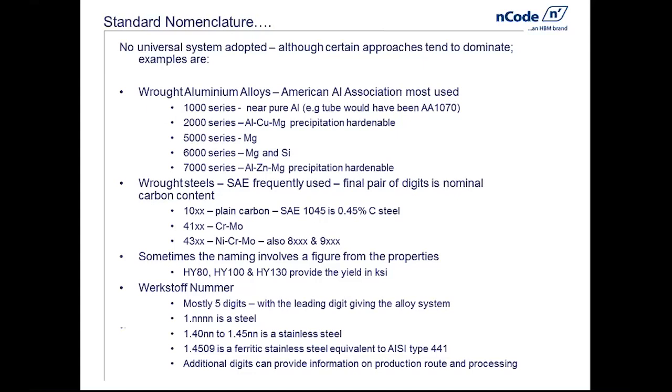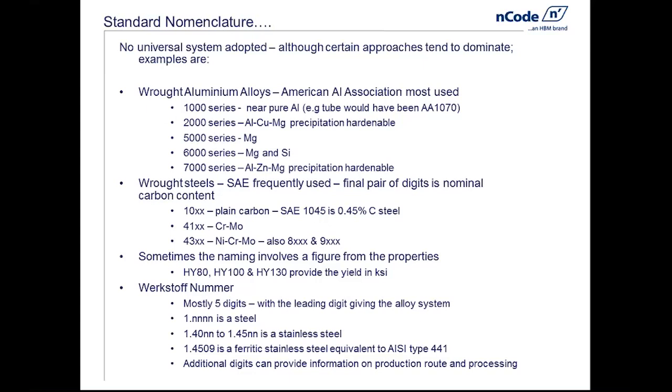The 1000 series are basically pure aluminium, varying levels of purity. 2000 series, the aluminium copper magnesium systems. 5000 series magnesium only, 6000 series magnesium and silicon, and 7000 series, which is the highest strength. We should also add there's the 8000 series, which is the aluminium lithium alloys. 2000, 7000, to a lesser extent 6000, but also 8000 are all heat treatable alloys.